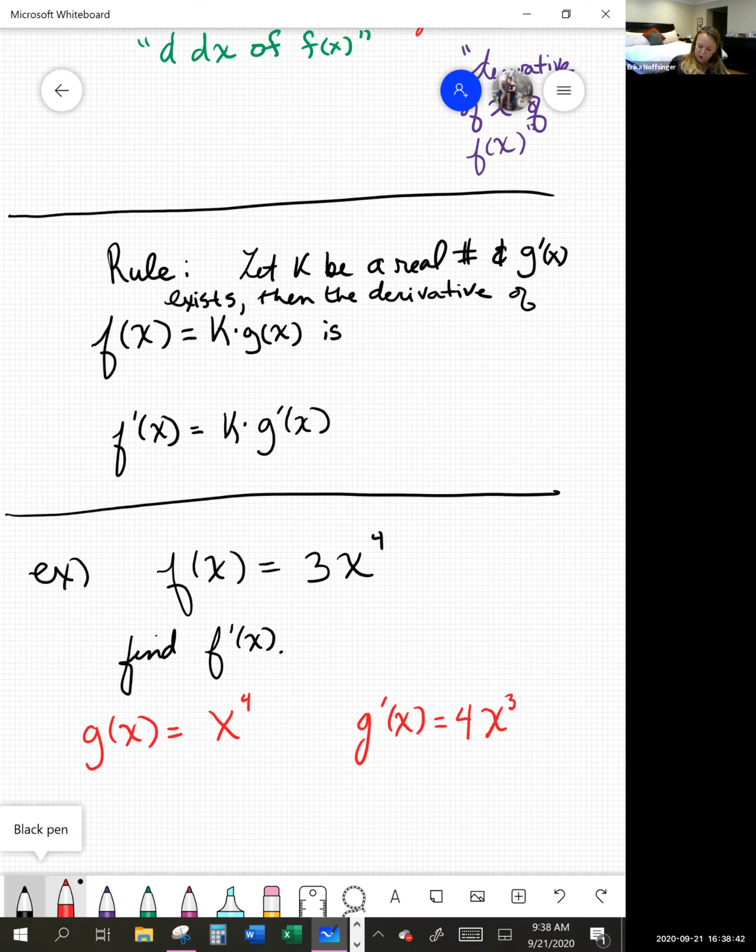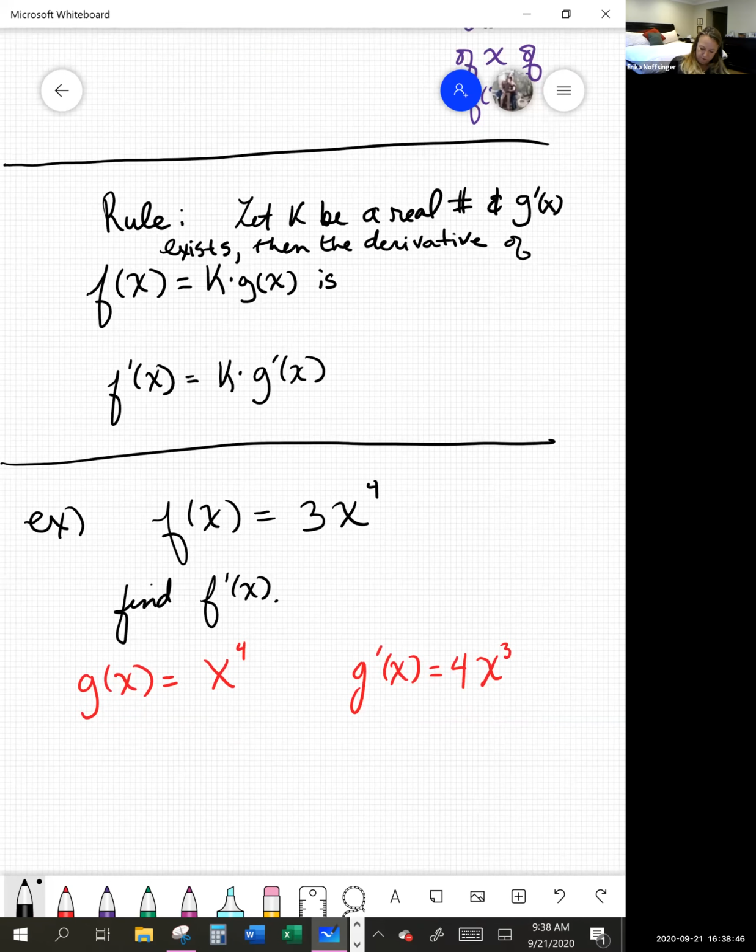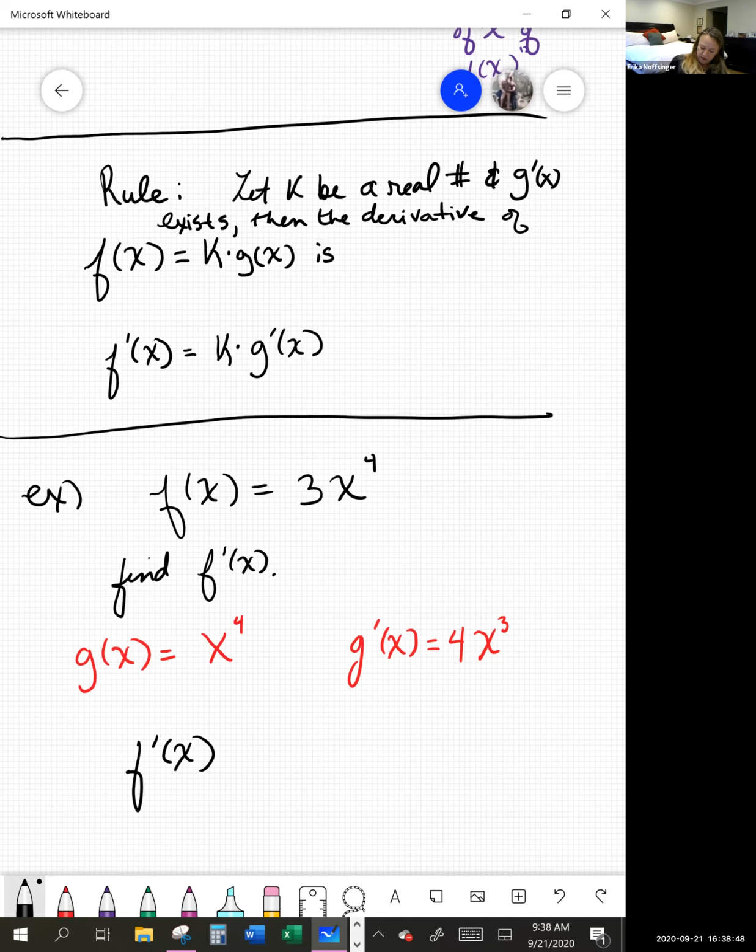By this rule, f prime of x would equal 3 times g prime of x. Well, we just found what g prime of x was. So this would equal 3 times 4x cubed. So that is 4 times 3, so 12x cubed.